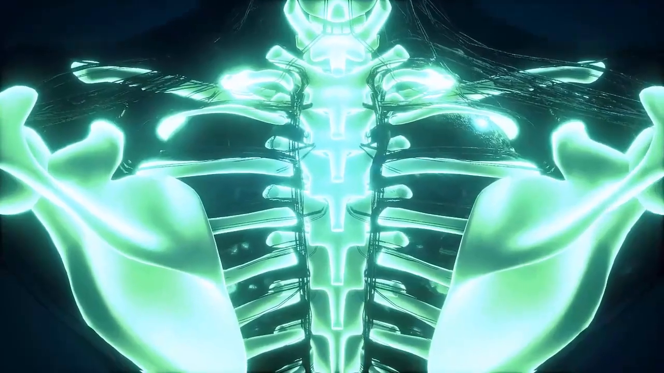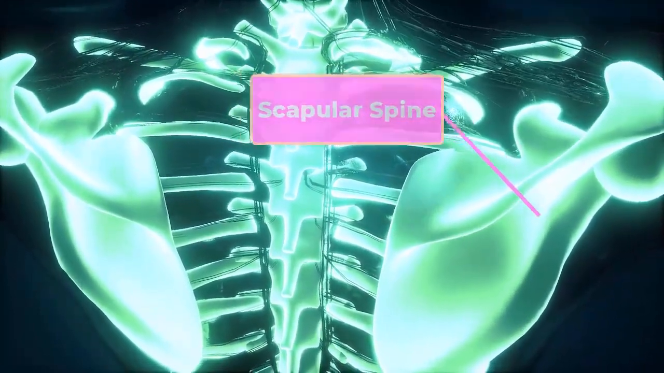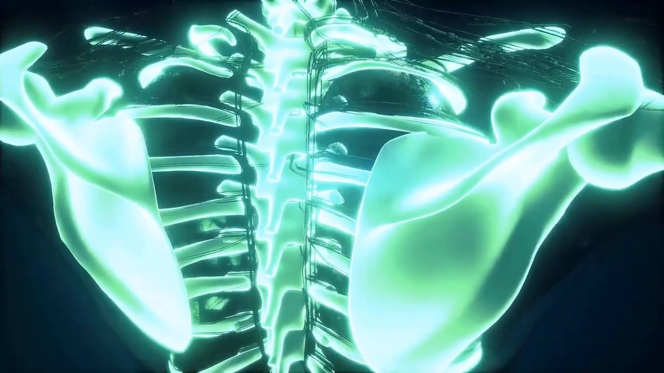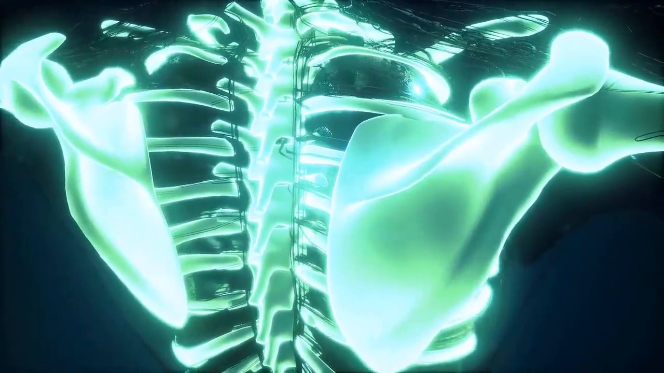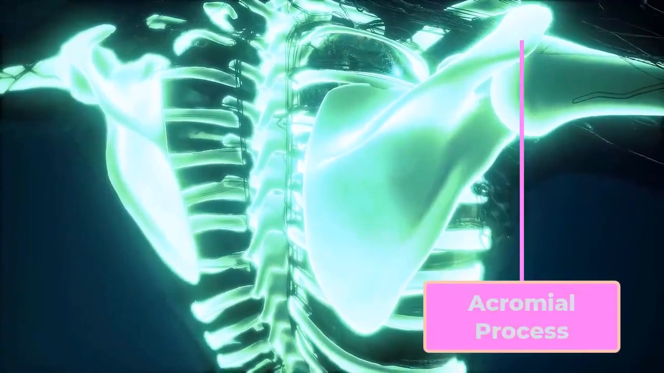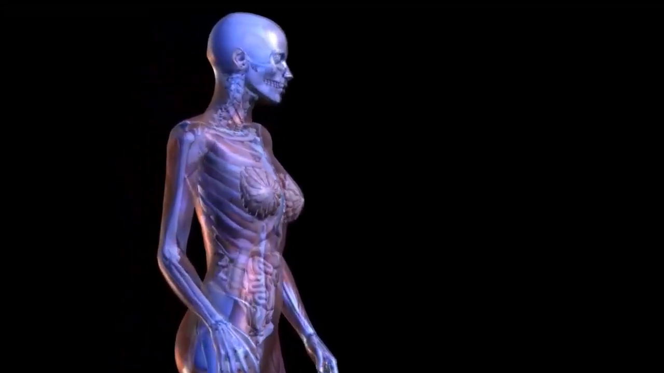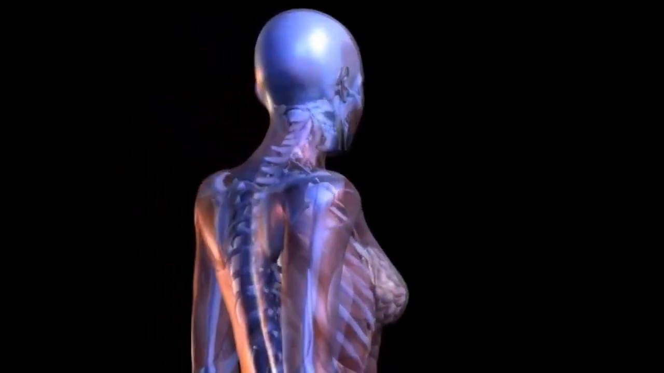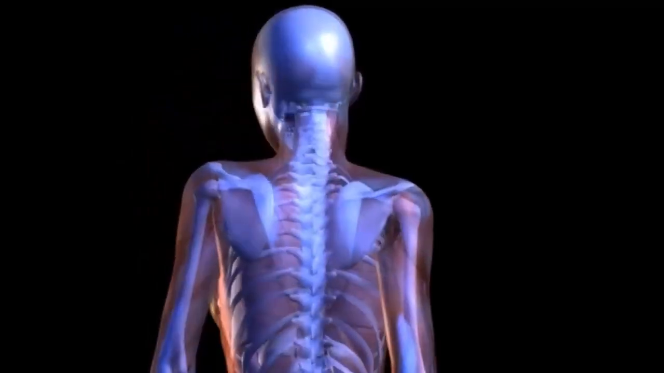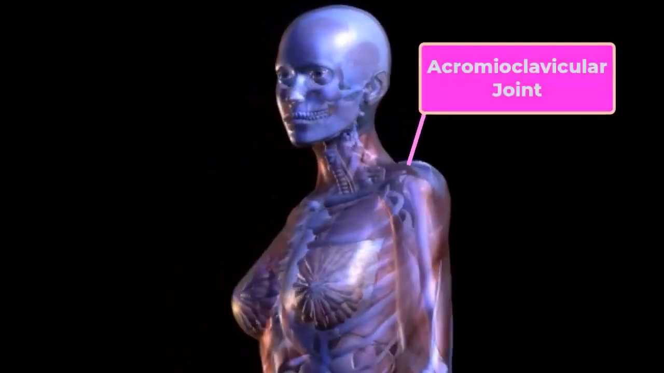On the posterior aspect, the spine of the scapula is a long prominent ridge that runs across the upper portion. Extending laterally from the spine is a flattened and expanded region called the acromial process. The acromion or acromial process forms the bony tip of the superior shoulder region and articulates with the lateral end of the clavicle, forming the acromioclavicular joint.